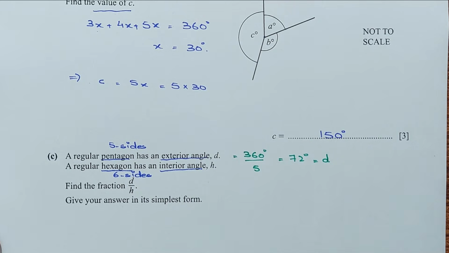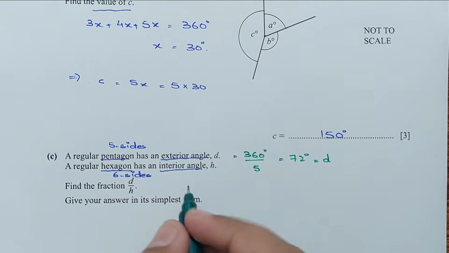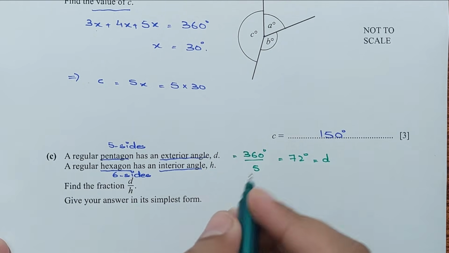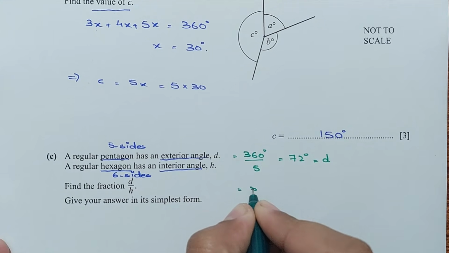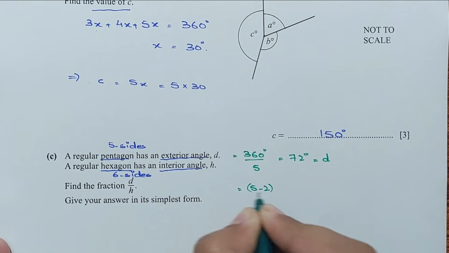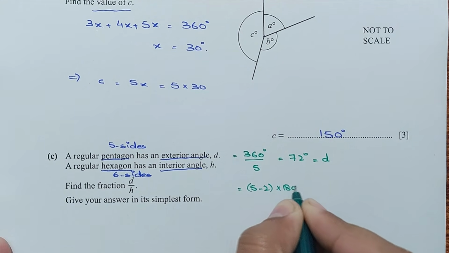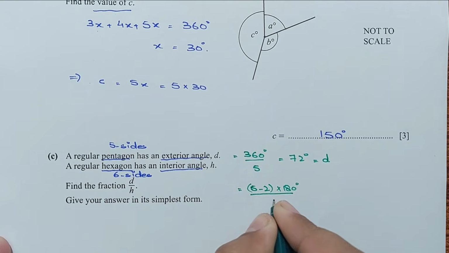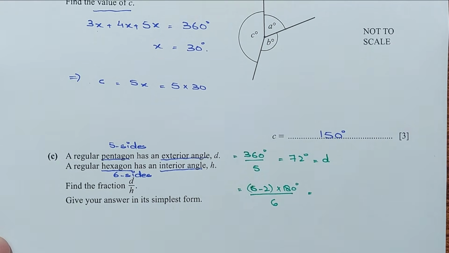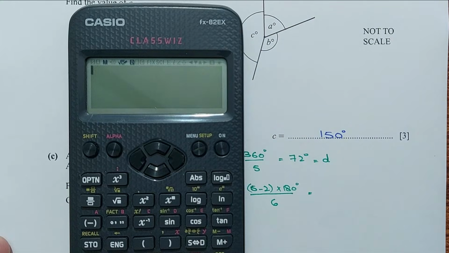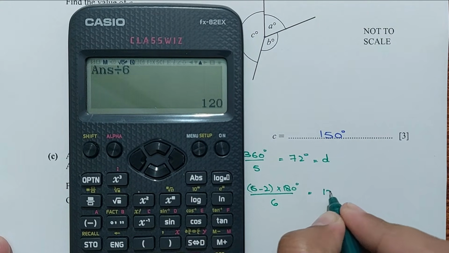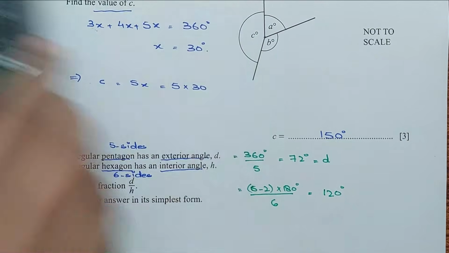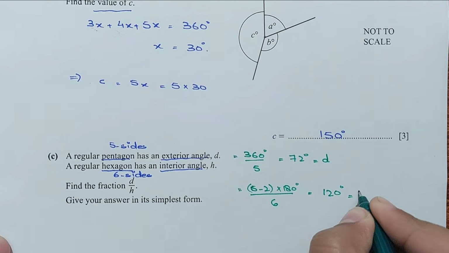Now we have to find the interior angle. Okay, so for the interior angle, we have a formula: number of sides minus 2, times 180, divided by number of sides. Sorry, the sides are 6 for a hexagon. Okay, this is 6 minus 2, which is 4. 4 times 180 divided by 6 is 120 degrees. This is the value for h.